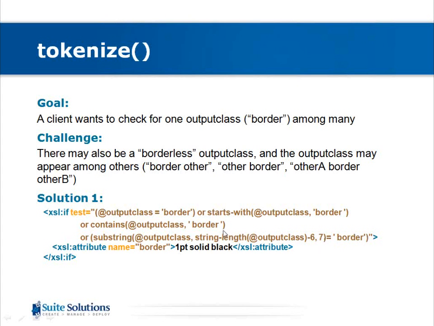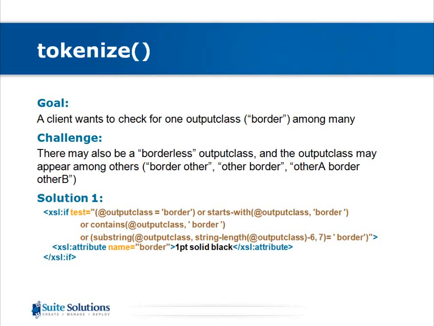So we look at the substring starting 6 characters back, looking towards the end, and see if the end of the output class is space border. And then the middle case here is that it contains the text space border space, again the self-contained word border. And if that's the case, then in this particular example, we want to apply the border attribute of 1 point solid black border.